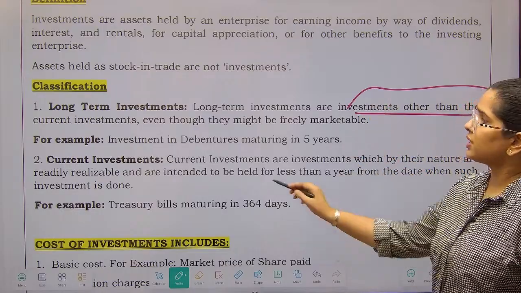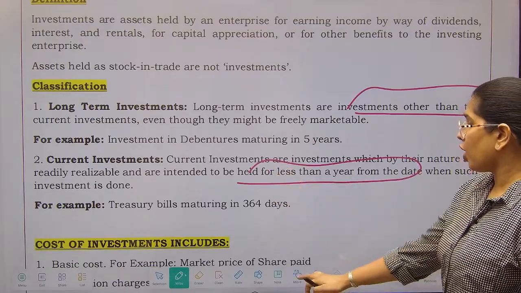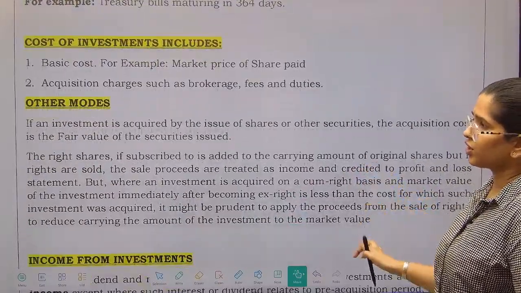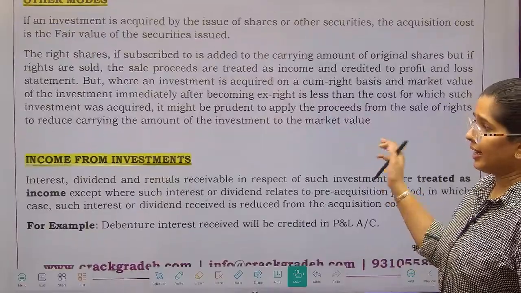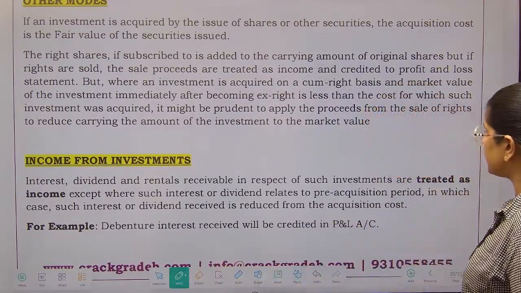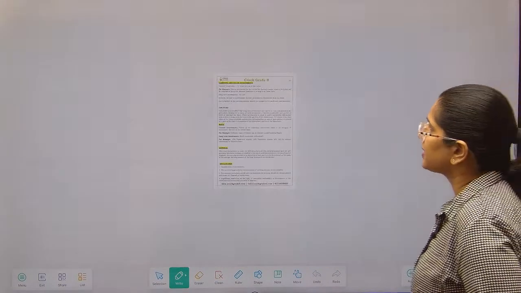करंट इन्वेस्टमेंट्स कौन से हैं? Which are intended to be kept for a period of less than a year. कॉस्ट ऑफ इन्वेस्टमेंट में आपका क्या आएगा? Basic cost and any other kind of acquisition charges that you might have paid. Income from investments, interest, dividend, and any kind of rentals that you have received from such investments will be treated as your income, because obviously this is our asset.